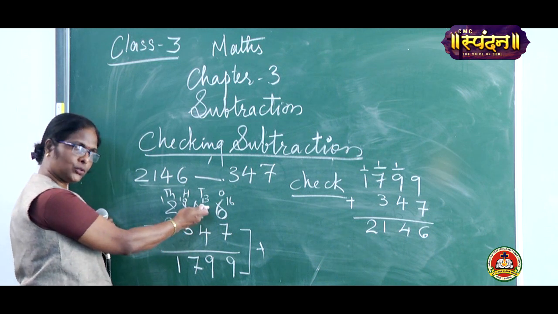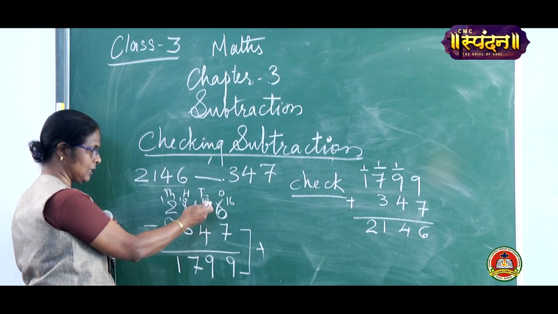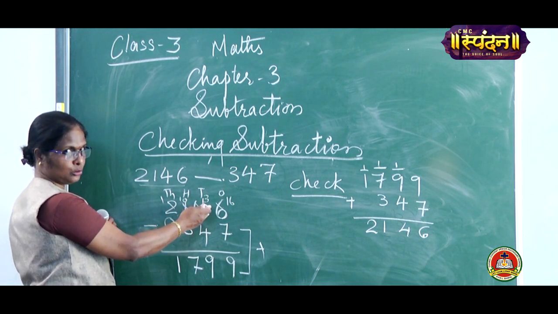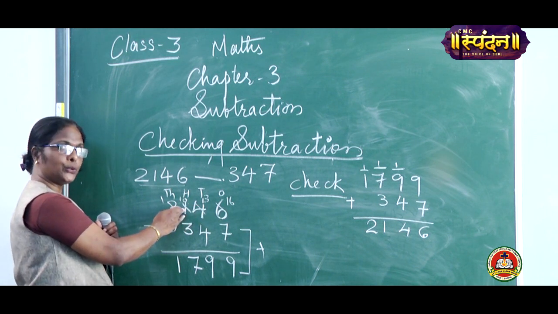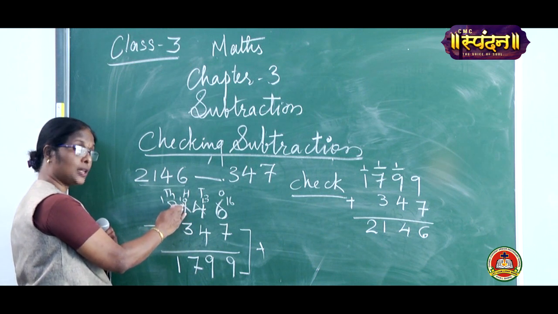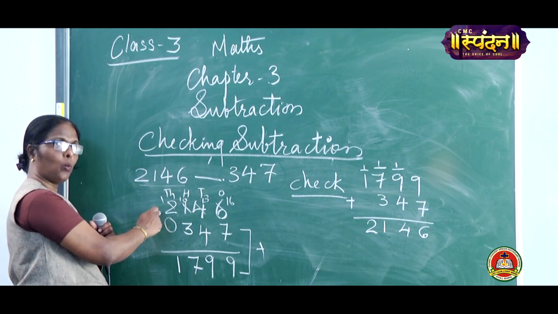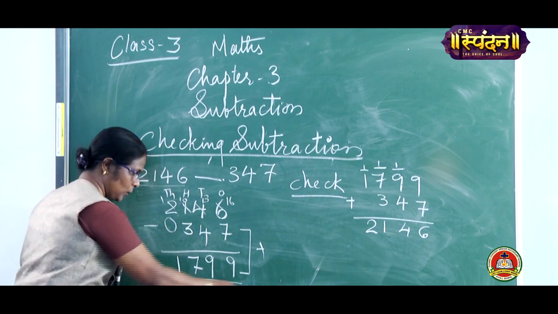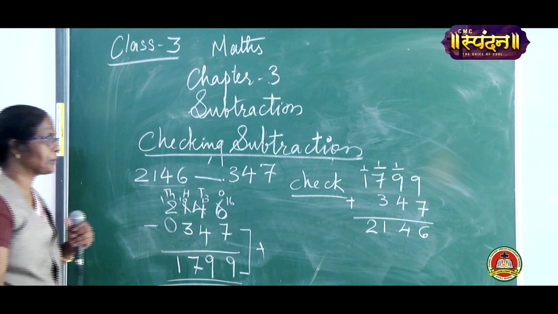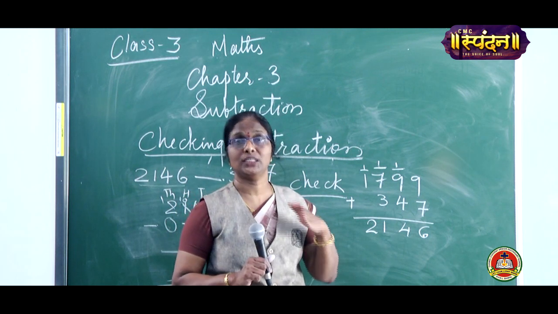The left out number here was 3, from 3 you cannot subtract 4. So again you have to borrow, it makes 13 here, 13 minus 4 is 9. When you have given 1 to 3, the left out number here is 0. From 0 you cannot subtract 3. So again you are borrowing, here it becomes 10. 10 minus 3 is 7 and left out number is 1. 1 minus 0 is 1. This way you got the difference 1799.